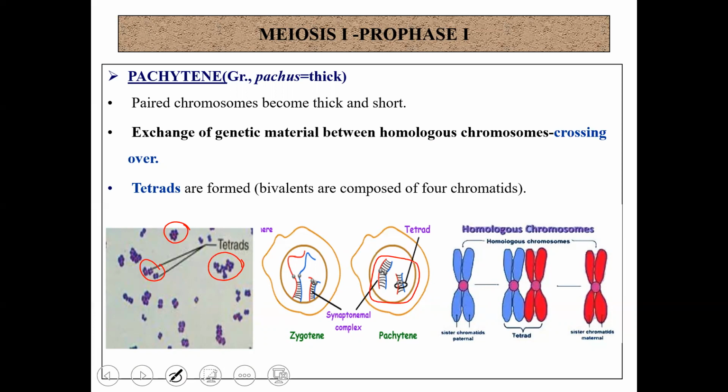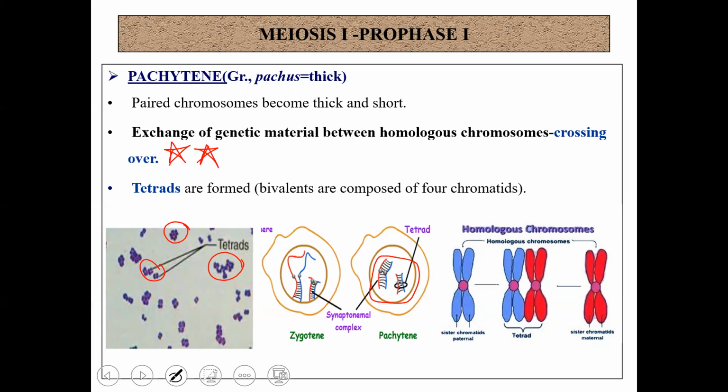Meanwhile, there is an important event going on here. During the pairing of homologous chromosomes, there is an exchange of genetic material between the homologous chromosomes. That process is called crossing over, which is the most important event which takes place. Due to the crossing over, the genetic material is exchanged between the homologous chromosomes, and that is going to result in further variations in the daughter nuclei.